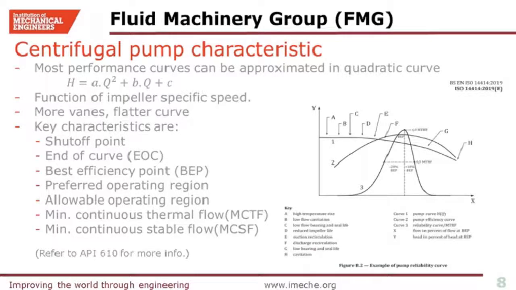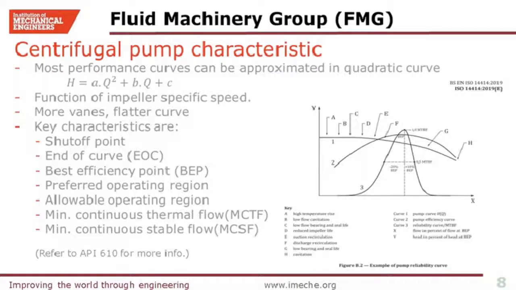The pump's best efficiency point, BEP, is generally near the middle of the curve. Pump will have the highest efficiency and life expectancy when it runs at or near the BEP. You can see, for example, curve number 3 in this figure, which is a reliability curve for the pump, showing that the reliability is maximum when the pump is running at BEP.